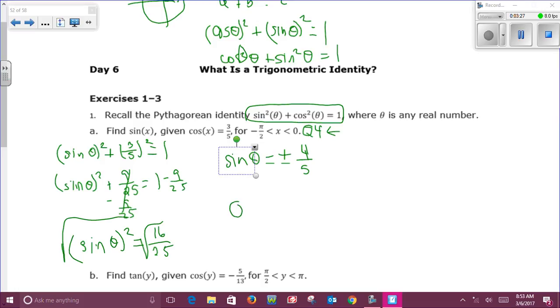And we already established that we were in quadrant 4. Since we're in quadrant 4, sine has to be negative. So therefore, that's what those 3 dots stand for. Therefore, sine of theta is equal to a negative 4/5.